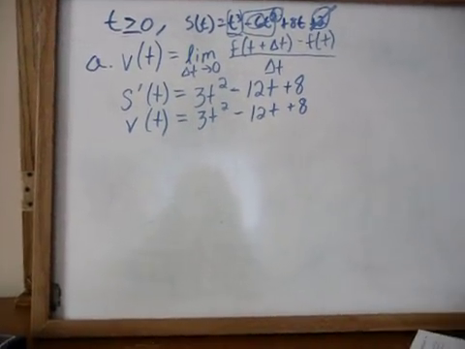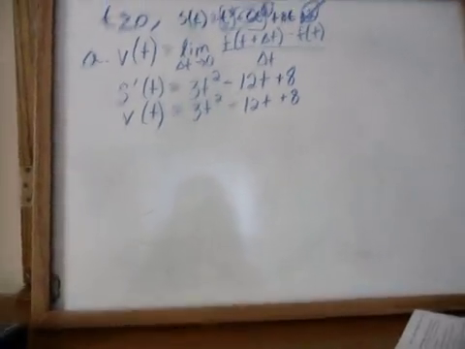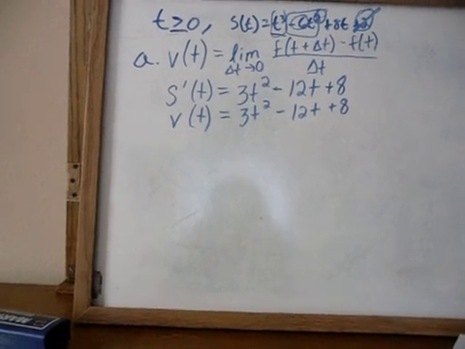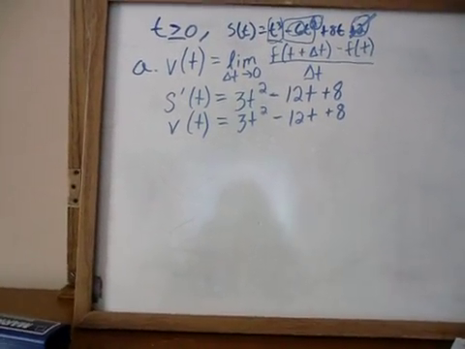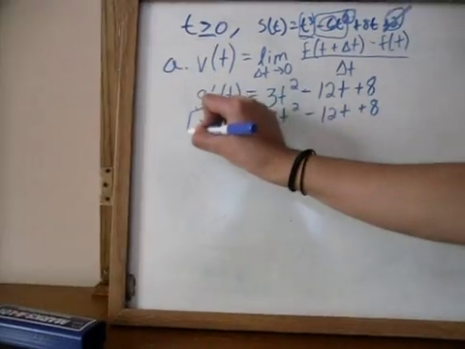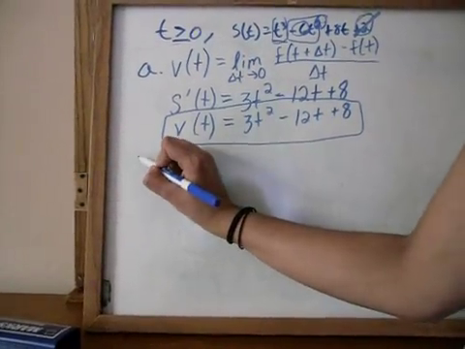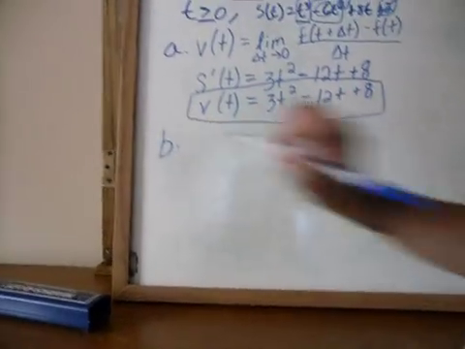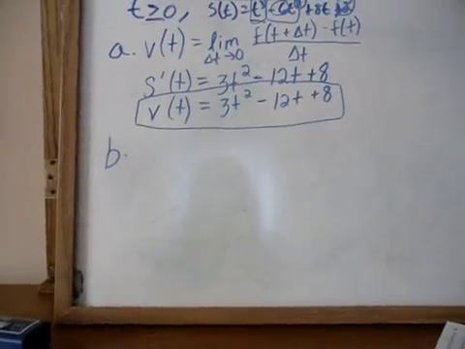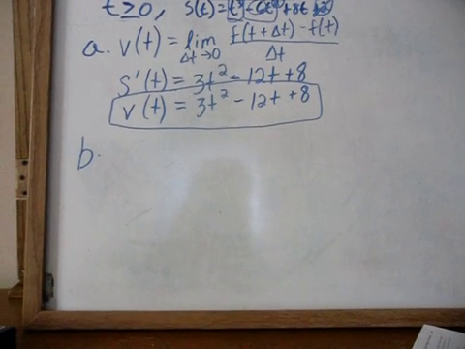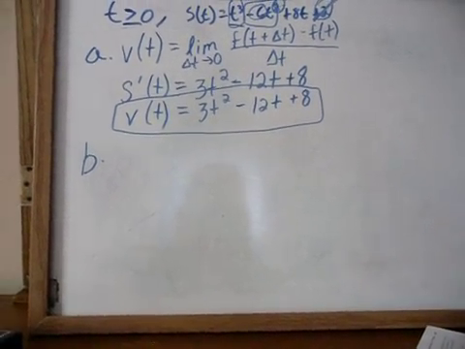So now we move on to B. B says find the acceleration of the particle. And here we have the answer. I'm sorry, sometimes I have those problems. And so we move on to B. B says find the acceleration of the particle at any time t.